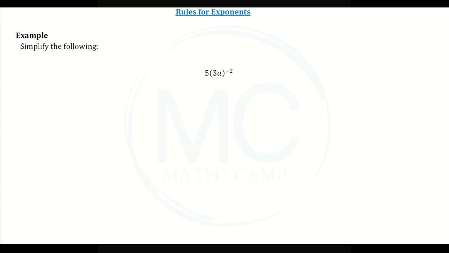The fifth rule of exponents showed us that if we have an exponent outside of the bracket, we multiply it by the exponent of every value inside the bracket. Here we have a 5 outside of the bracket, so we can leave it where it is. So we can say 5, open our bracket. Inside our bracket, we have 3 to the power of 1 and a to the power of 1. So we can multiply these exponents.